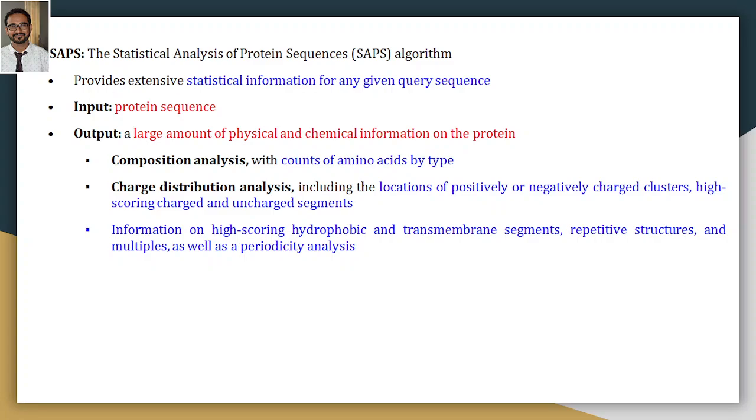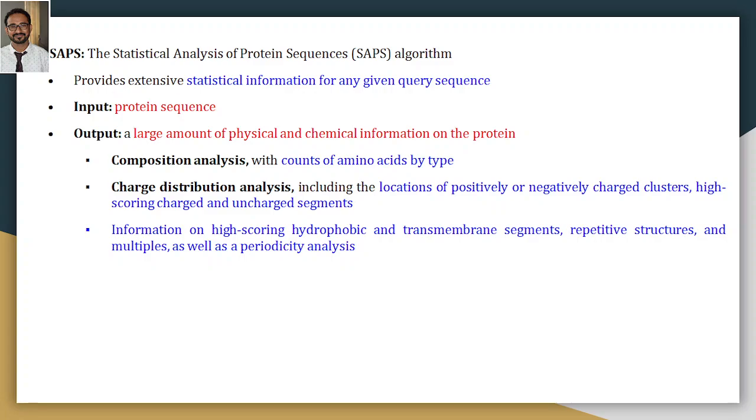And finally, SAPS, the statistical analysis of protein sequence algorithm. It provides the statistical information of a given query sequence. The input is just a protein sequence, which you download from NCBI, SwissProt, UniProt, PIR, or wherever. Next, the output will be a large amount of physical and chemical information on the protein. A lot of information you will get in SAPS.